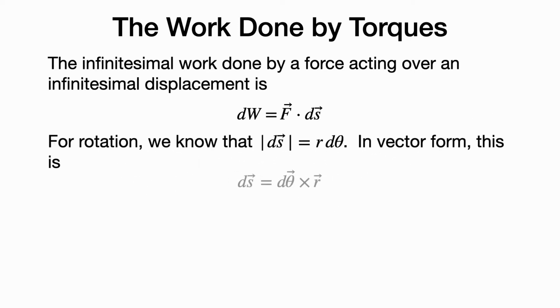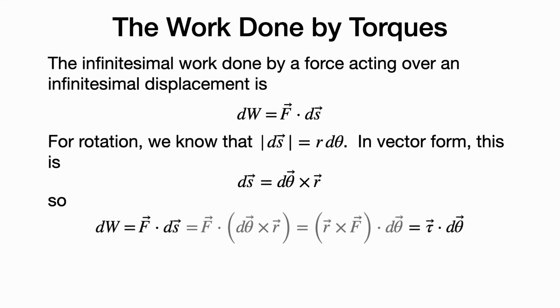For rotation, we know that this infinitesimal displacement is equal to r times d theta. In vector form, this is written as ds vector is equal to d theta cross r. So, using a little bit of vector manipulation, we find that the amount of infinitesimal work is equal to the torque dotted in with d theta.